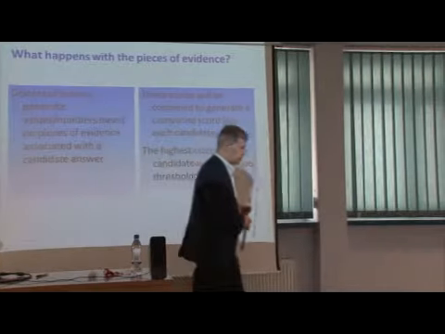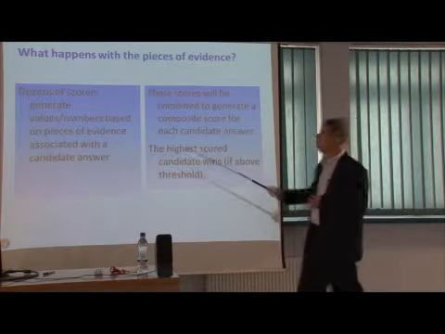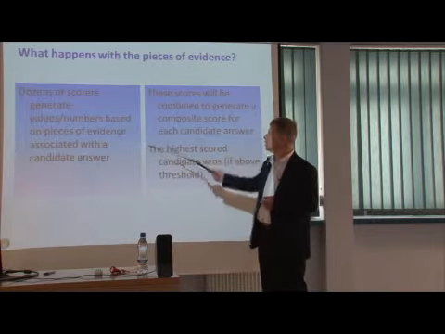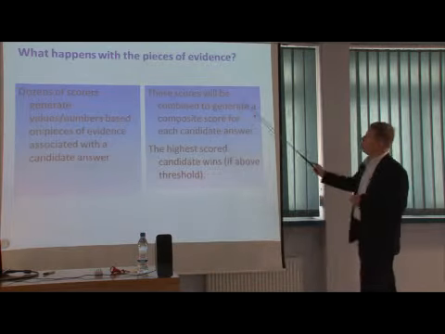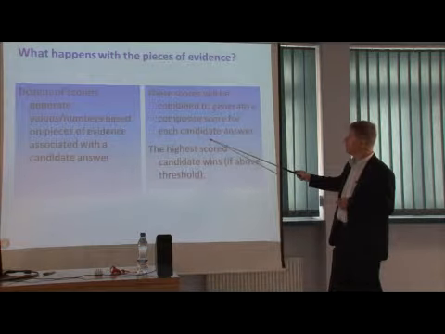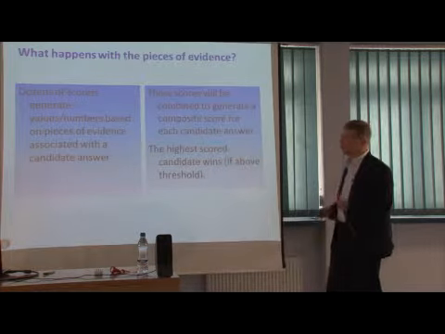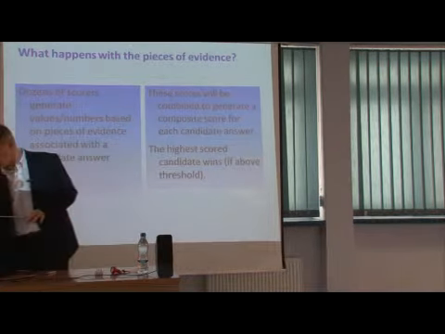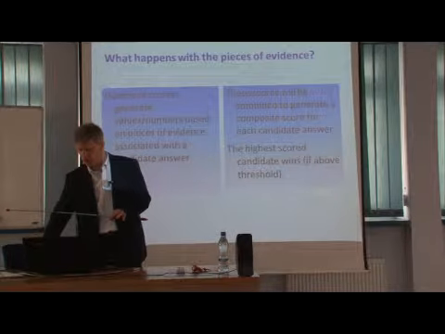So what happens there is that we have dozens of scorers which generate numbers, okay? So numbers that are assigned to pieces of evidence associated with candidate answers. Once we have these scores, we generate a composite score for each candidate answer, and the highest scored candidate answer wins. Notice that there is no talk yet about parsing or anything like that. There is an architecture which supports the production of certain numbers.